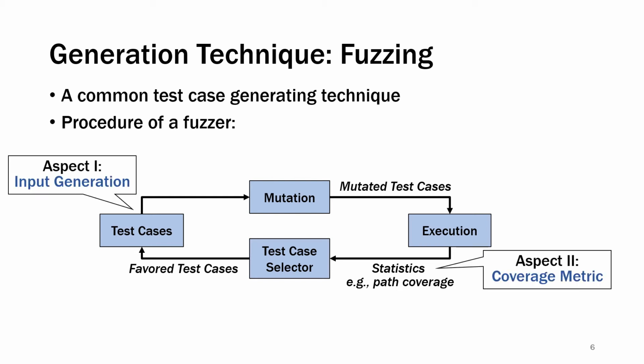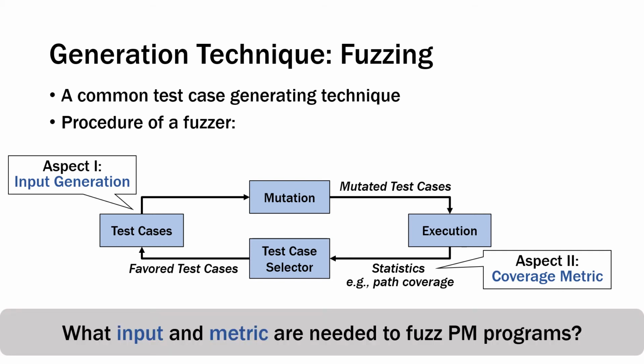There are two key aspects. First, what is the input that needs to be generated by the fuzzer? And second, what is a good coverage metric? We also need to answer both questions when fuzzing persistent memory programs.